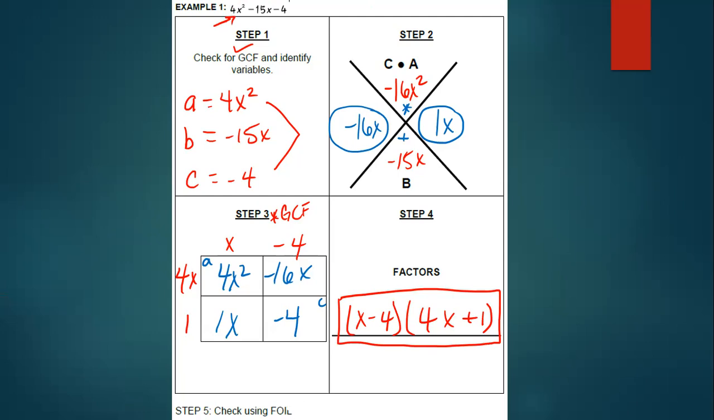All right, here we go. FOIL. So if I wasn't sure about my answer, I would use FOIL to check, right? So with FOIL, I have x minus 4 times 4x plus 1.